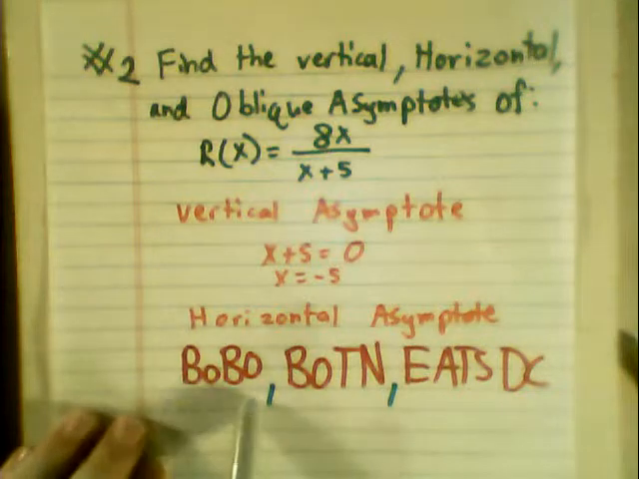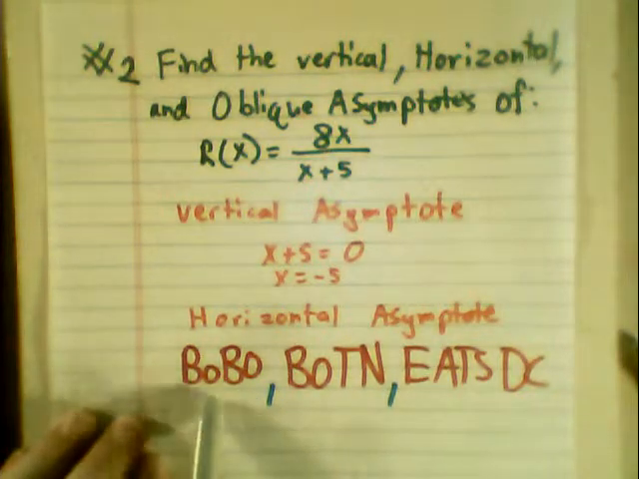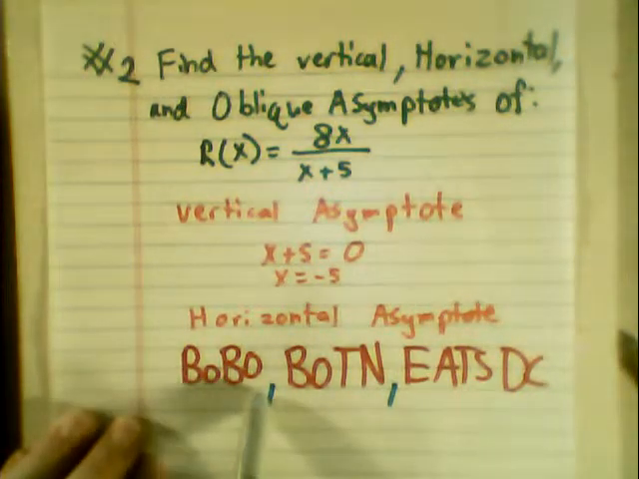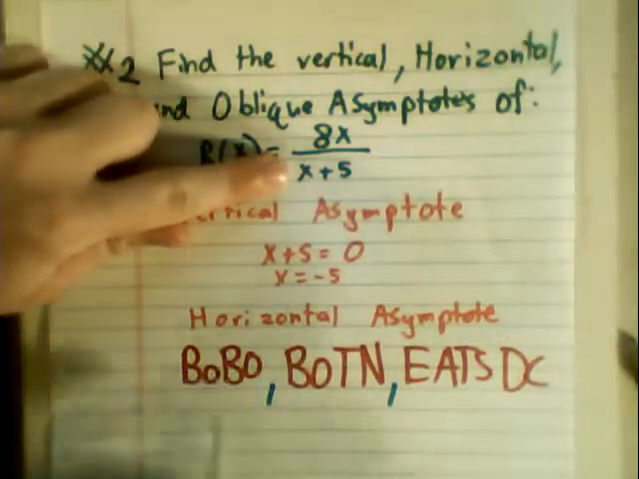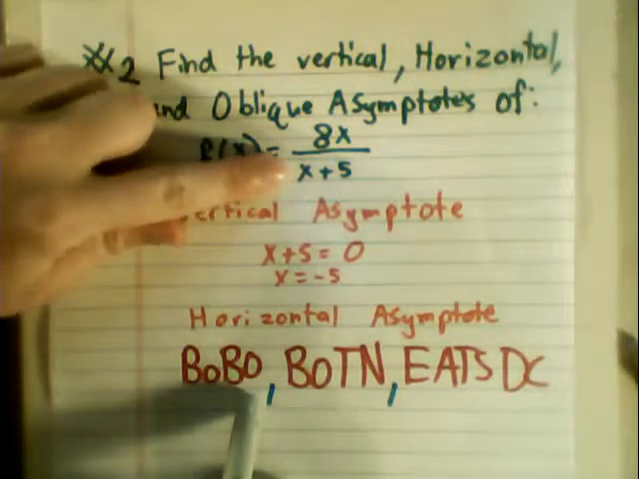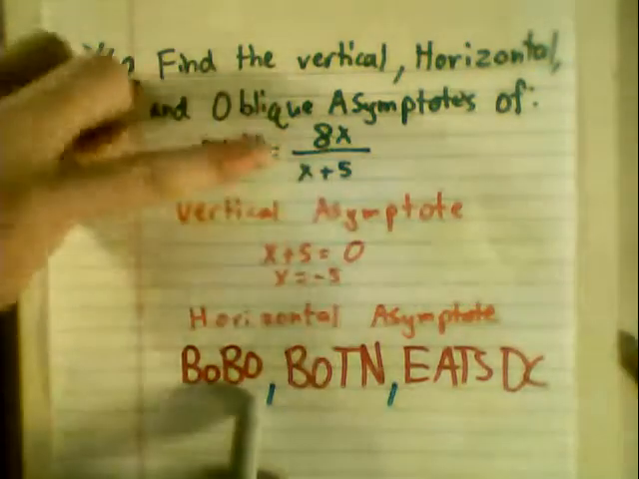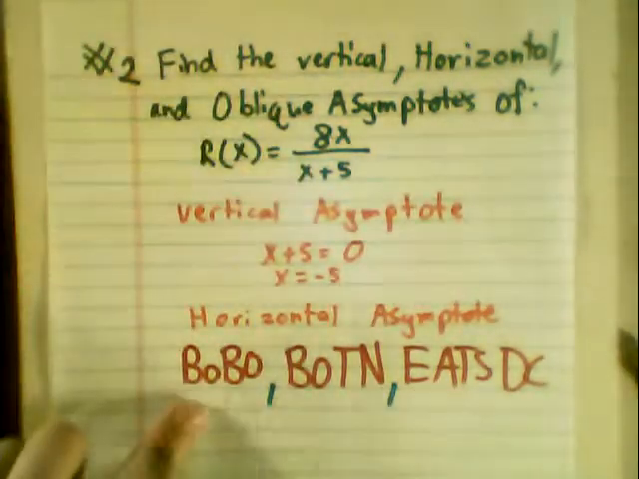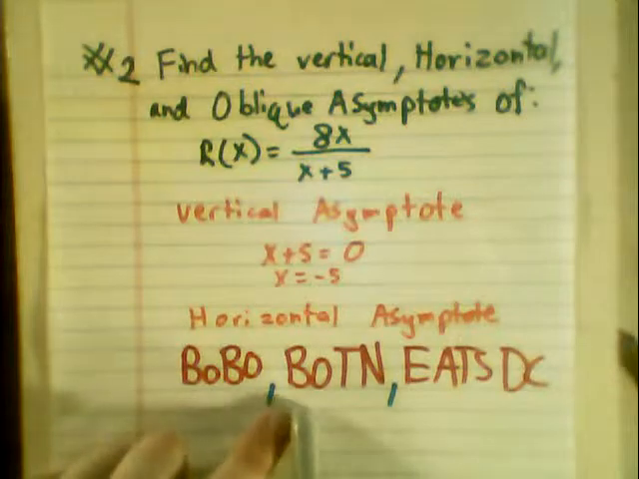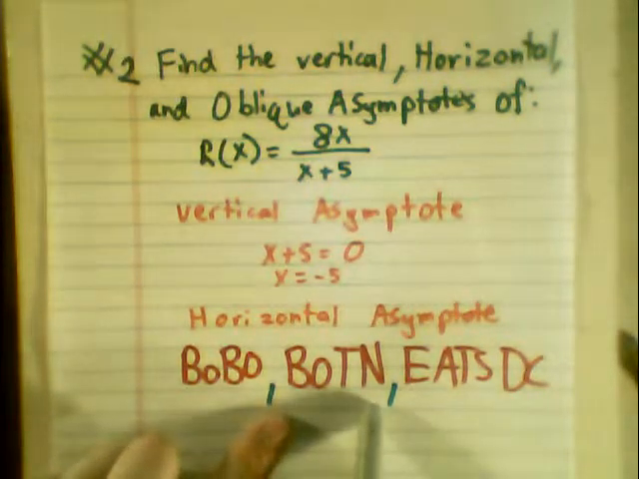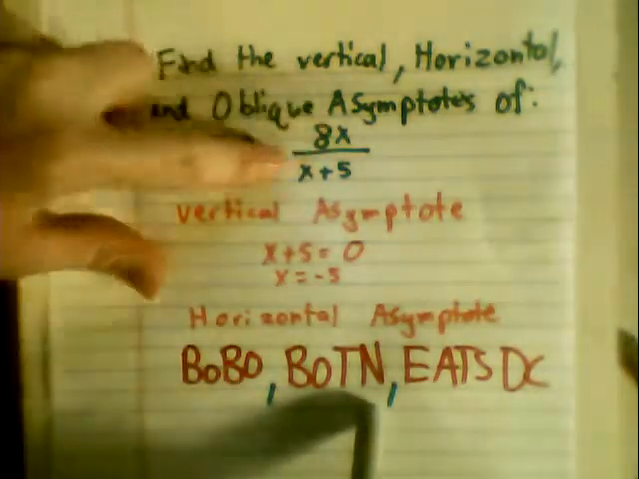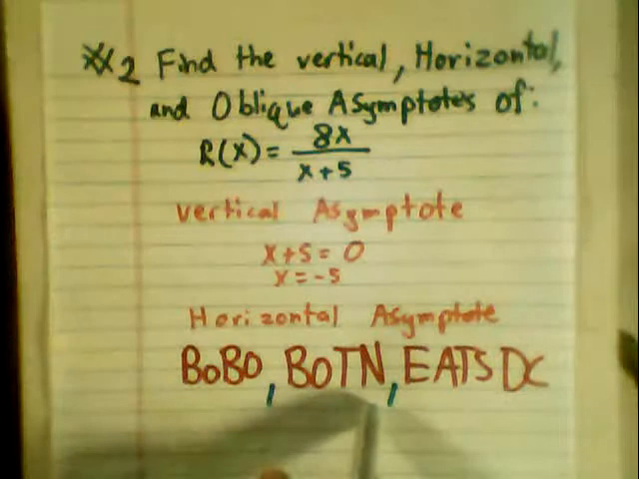So first, BOBO stands for bigger on bottom, then y equals 0. So say the greatest power, the bigger power, was on the bottom, then y equals 0. Well, our powers are equal, so it's not that one. Then what about bigger on top? That means no horizontal asymptote, and you have an oblique asymptote. Well, once again, they're equal, so we don't have a bigger power on top.